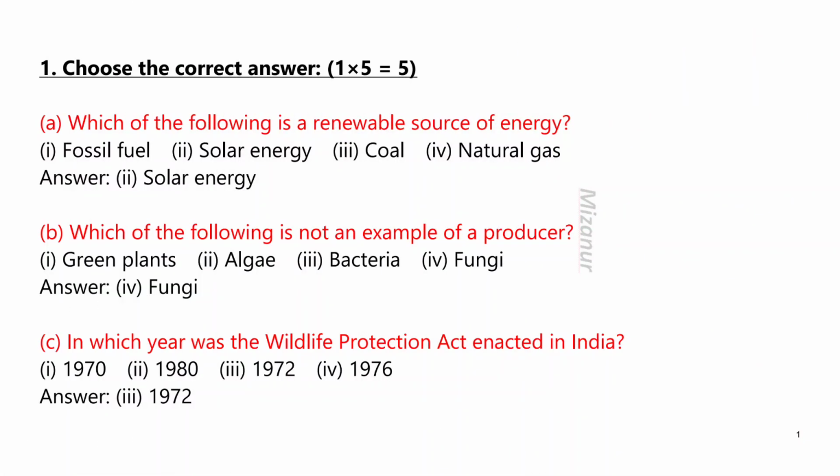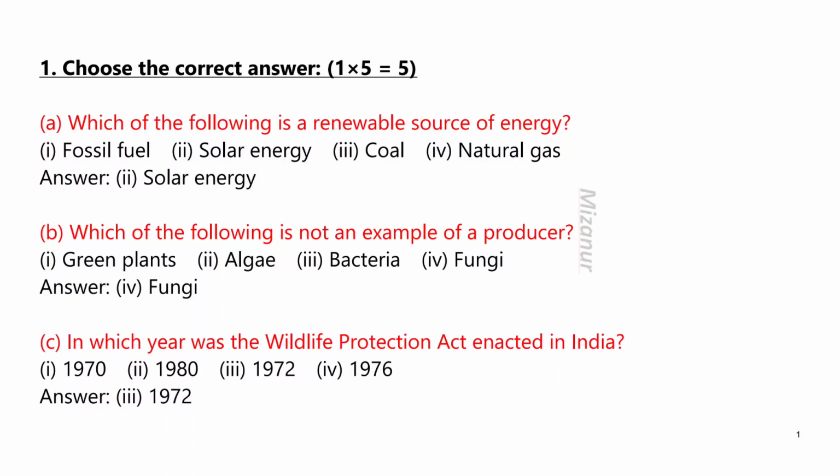Question 1, choose the correct answer. Question A, which of the following is a renewable source of energy? Answer, solar energy. Question B, which of the following is not an example of a producer? Answer, fungi. Question C, in which year was the Wildlife Protection Act enacted in India?